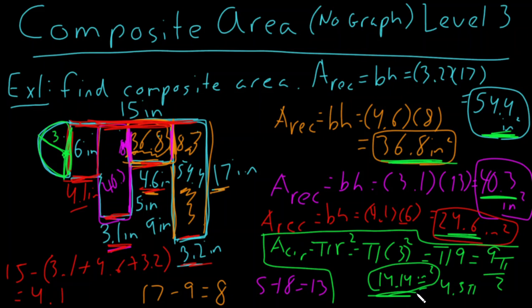170.24. So I'll go ahead and write that down. That's 170.24 inches squared. And that is our total area when we add up all 5 of these shapes.